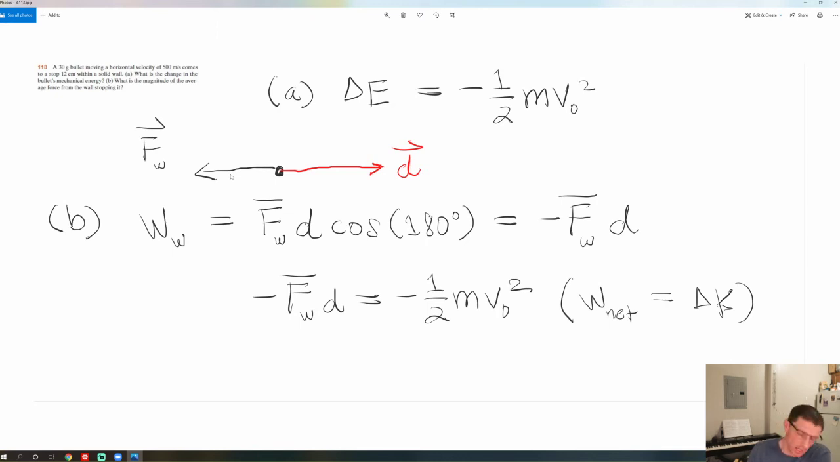And so we can clean this up, right? We can get rid of the negative signs, and actually I'll just go ahead and do the algebra here because it's not bad really at all. What we're going to find is that this works out to be m v naught squared over 2d, right? And that's the force that the wall exerts on the bullet, the average force. And as I'm thinking about this, I don't know that I can really justify why we're using an average force here.